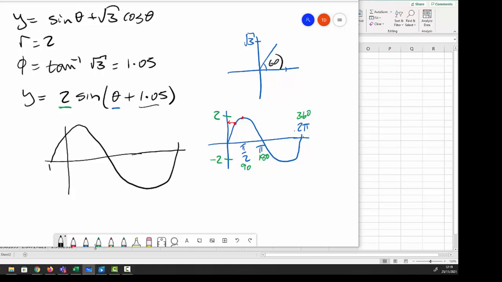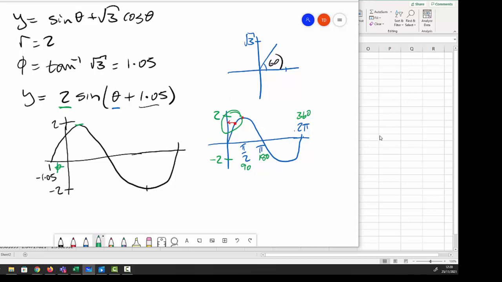Okay, so this value here is minus 1.05 radians. This point here is going to be 2, and this point here is going to be minus 2. So the whole curve, you see the curve there has moved to the left, which is what was happening here. Let me draw it with a pen. That bit there tells you how far your curve has got to move. So the whole curve has now moved to the left, which means that I've got a phase angle here, which is phi, and I've got an amplitude here, which is r.